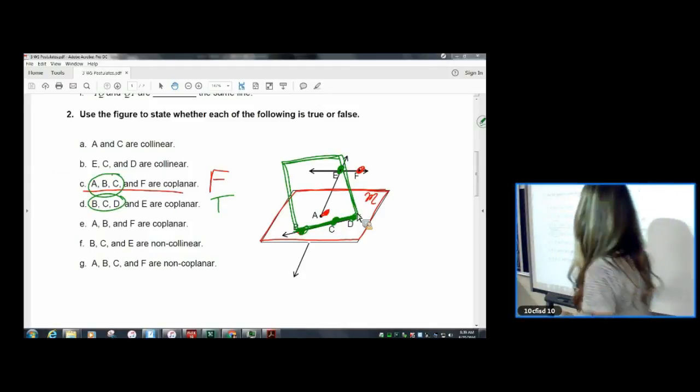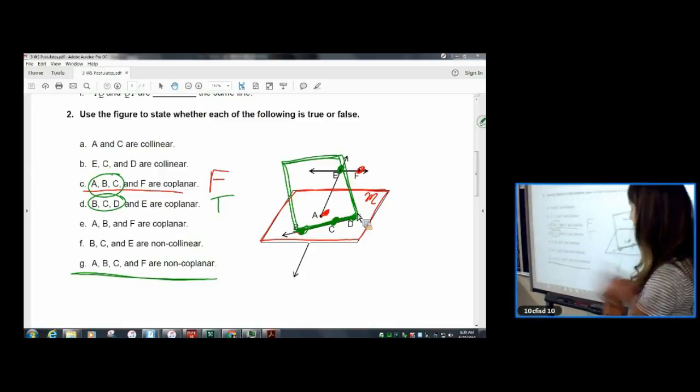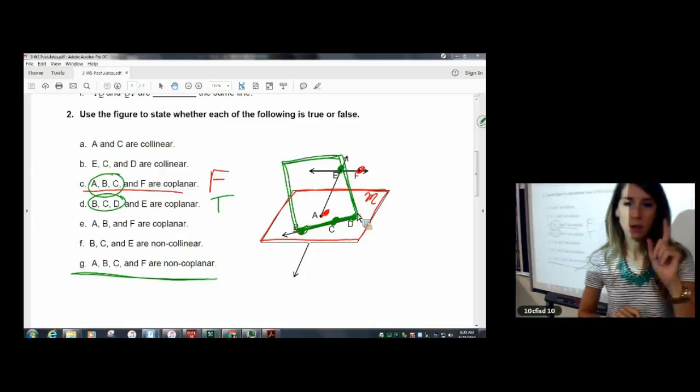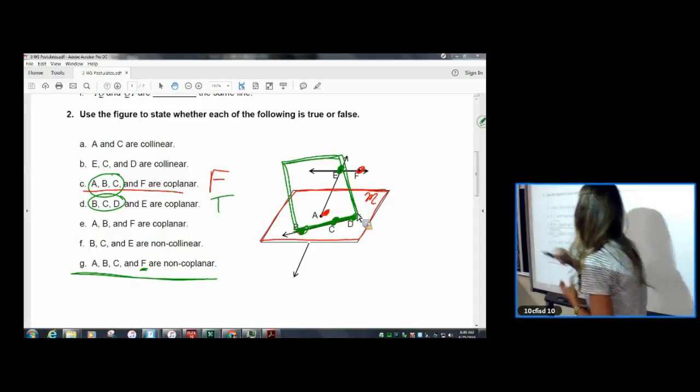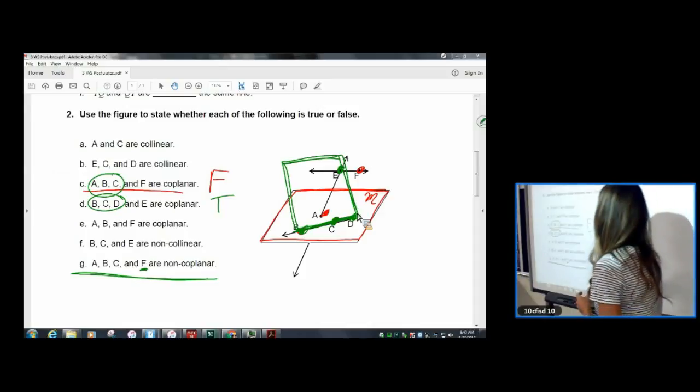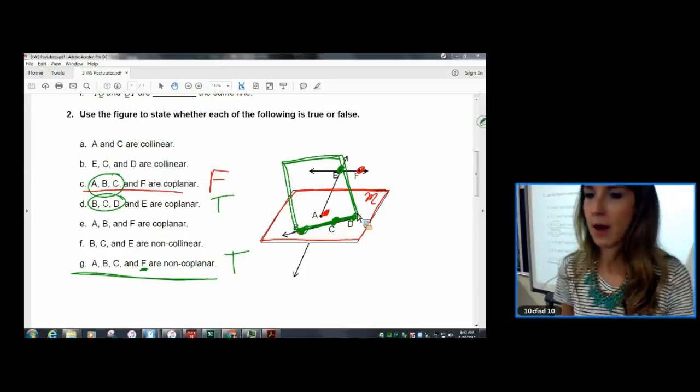Okay, 2G. That was a typo on the answers. We wanted to change this to a different letter, but we forgot to. So that should have been true. So change that if you got that right for real.